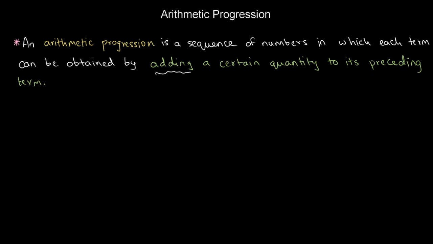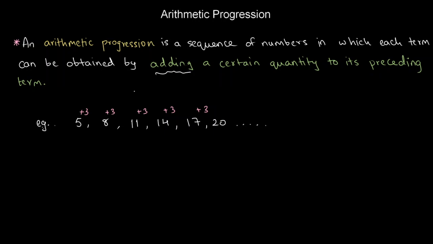So, let's take for example, if I have this kind of series of numbers over here, as you can see, we have 5, 8, 11, 14, 17, and 20. Right? Now, if I add 3 to 5, I get 8. If I add 3 to 8, I get 11. If I add 3 to 11, I get 14. If I add 3 to 14, I get 17. And if I add 3 to 17, I get 20, and so on, right?